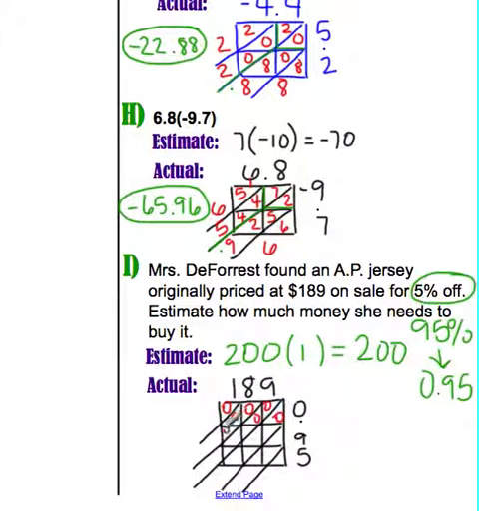1 times 9 is 9. 8 times 9 is 72. And 9 times 9 is 81. 9 times 5 is 45. 8 times 5 is 40. And 1 times 5 is 5.